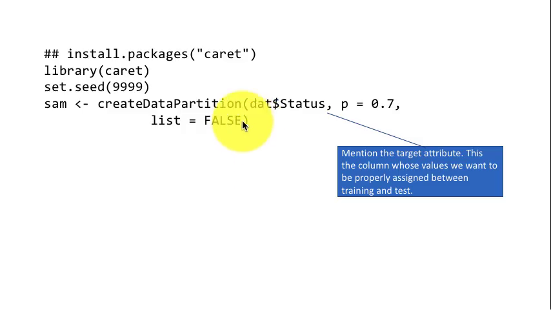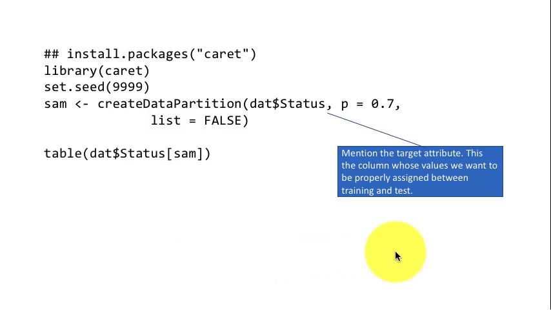And then list equals false. Just for what, don't worry about it. Just take it as it is. Okay, just say list equals false. Don't have to understand it for now. Later in the course, we'll get into why that is the case. Okay, so now sam is nothing but a bunch of row numbers.